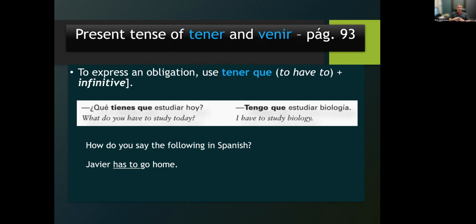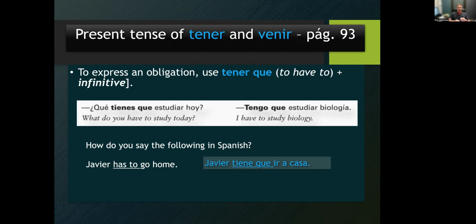Okay, so pregunta, clase, ¿cómo se dice en español? Javier has to go home. Okay, so we know Javier, the form, that's an él, right? That's a he, so we're using the third person singular. Tiene que go, the verb for go is ir, a casa, to his house. Javier tiene que ir a casa.